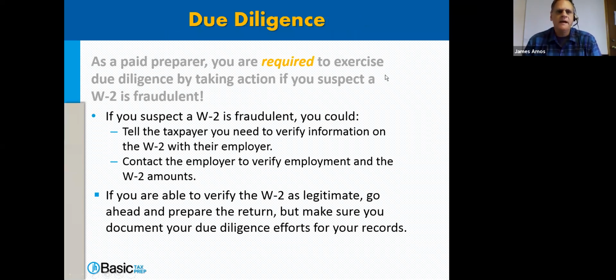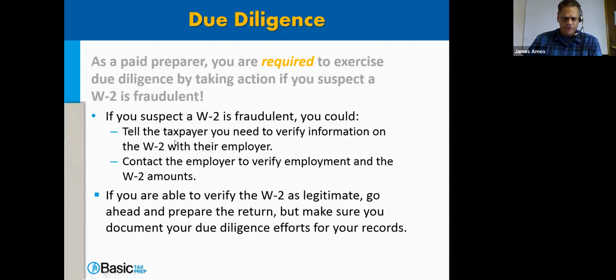There we go. Now, as a tax preparer, you're required to exercise a thing called due diligence. Due diligence means you are required as a professional to check on certain things, ask certain questions, and document what you find out, and then keep some notes for the period of time that you're required to hold on to the documents, okay? That's due diligence. So if you suspect fraud, here are some things that you could do.